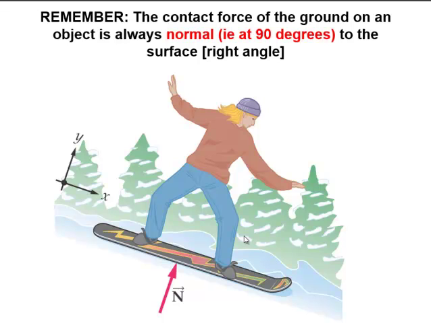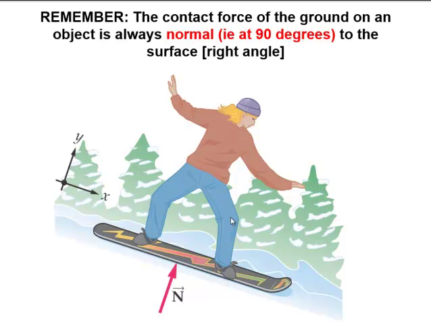Now, this normal is a contact force, so it's a response to contact with another object. Just remember that the contact force of the ground on an object is always at 90 degrees to the surface. Okay. But that surface may not be 90 degrees to what we are expecting.